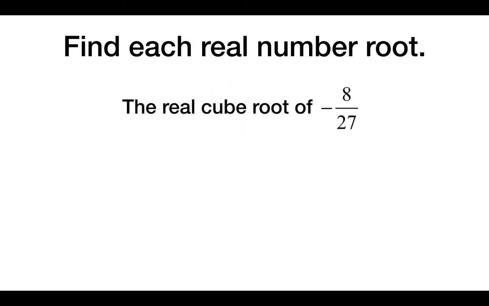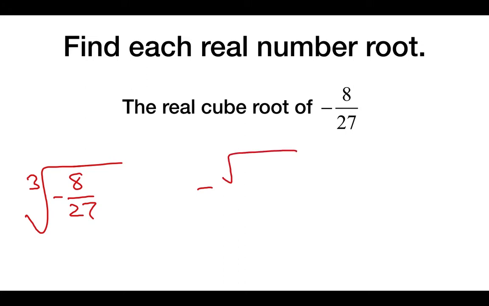All right, now let's try this one. If I did the real cube root of negative 8 over 27, that's a negative. Let's redo that. That would be the same as, let's see, negative cube root of 8 over cube root of 27. The cube root of 8 is 2. Cube root of 27 is 3. So negative 2/3.